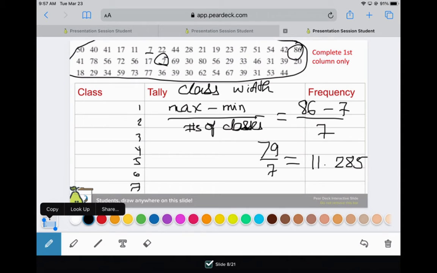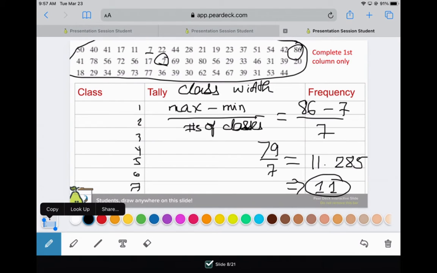Now, when you divide for the class width, remember, because we have to take the lower limit plus the upper limit, we don't want to deal with decimals. I want a whole number. So I'm going to round this to what value? I have 11.285. So I'm going to round it up or down, depending on the decimals. In this case, yes, Francisco, I will round down to 11. If I have like 11.5, if the decimal is 5 or higher, then I will round up. If it's less than 5, then I will round down. So that will be 11.